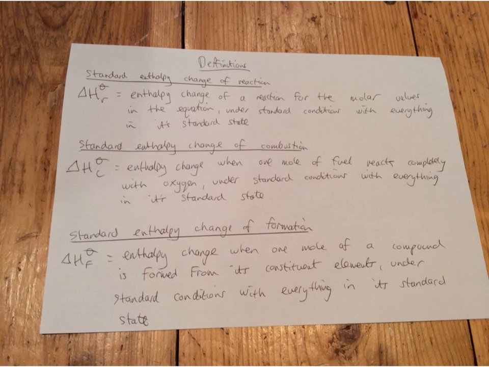Halfway through guys, keep on going. Remember that little theta sign, the little 0 with a line through it, that means under standard conditions. So if ever you've got that, you've got 298 Kelvin, or 25 degrees C, 1 atmosphere, and if you've got solutions, they should be 1 mole per decimeter cubed. And then everything's in its standard state, as the definition says.